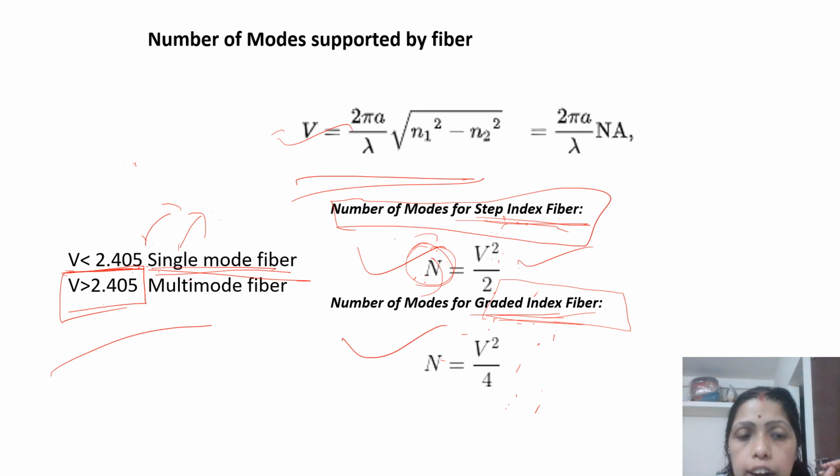So this is the cutoff condition. V is equal to 2.405. Again I am telling the cutoff condition, which is a little bit confusing. First I will show you the problem numericals, then I'll tell the conclusion about the dominant mode, the cutoff frequency and the frequency of the optical fiber.